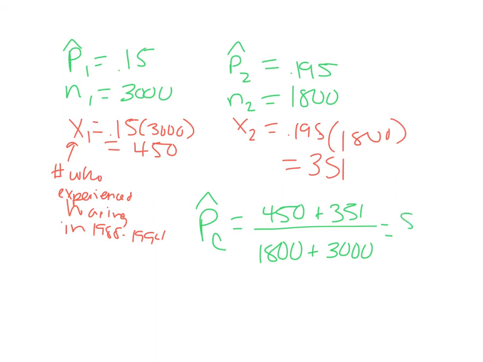So we end up getting 801 out of 4,800, which gives us 0.167. This is our combined p-hat. So this is looking at the entire population of the 2 years, or the entire samples from the 2 years.